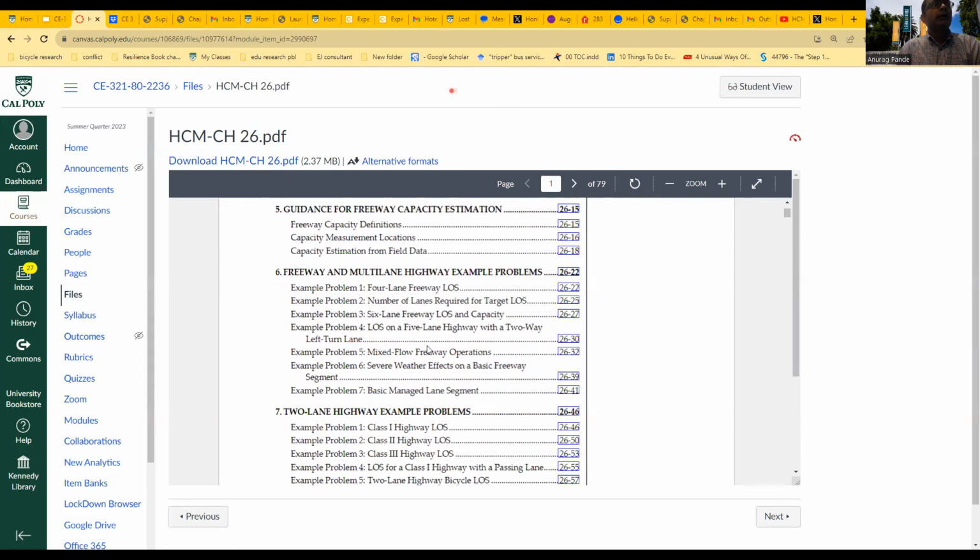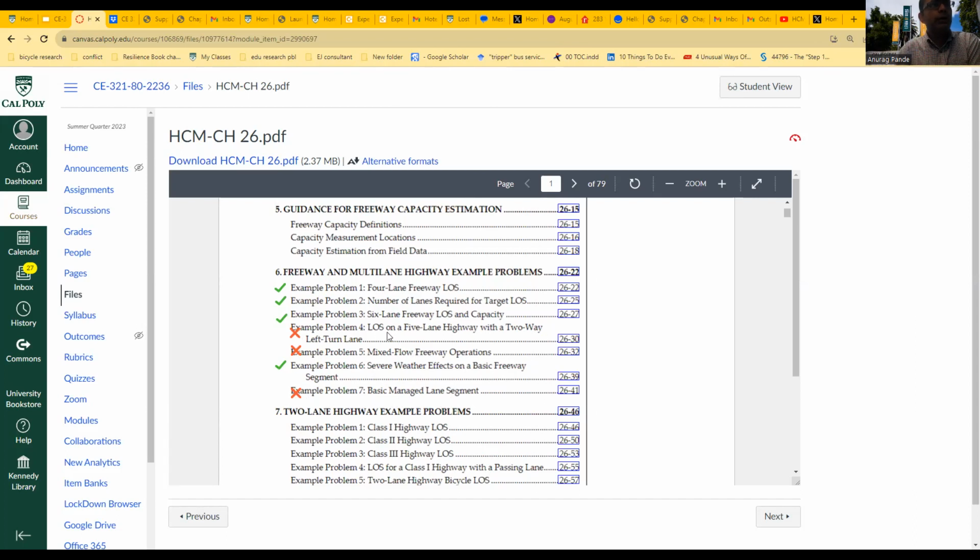I want you to look at these example problems. Definitely look at example 1, example 2, and example 3, and then look at example 6. That's it. Just look at examples 1, 2, 3, and 6, and make sure that you understand all the steps involved there. You don't have to worry about problem 4, problem 5, or problem 7, because problem 7 deals with a basic managed lane segment. Problem 5 deals with mixed flow freeway operations, which gets into having different types of trucks in the mix, so we won't worry about that right now.